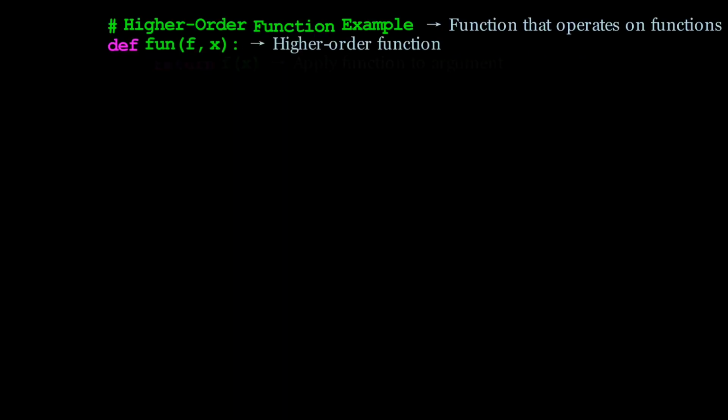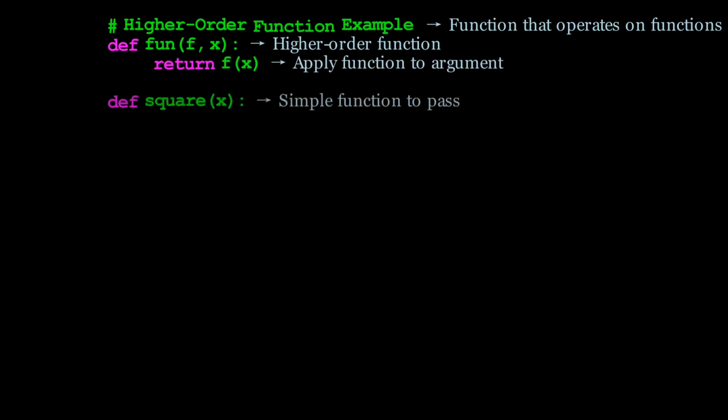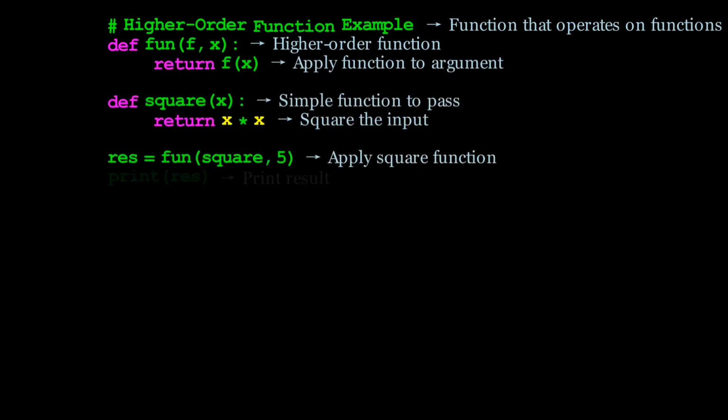Let's start with higher-order functions, which form a foundation for decorators. This is a function that operates on another function. In Python, functions are first-class objects. This means we can pass them as arguments to other functions, return them as values, and assign them to variables, just like any other object.